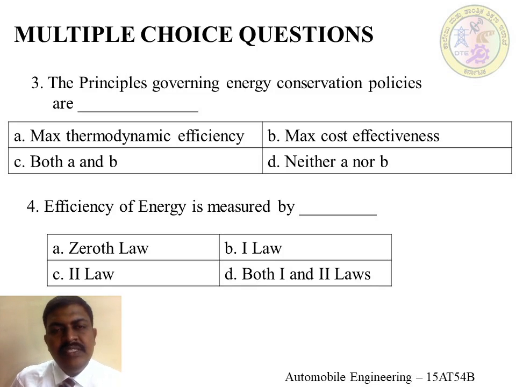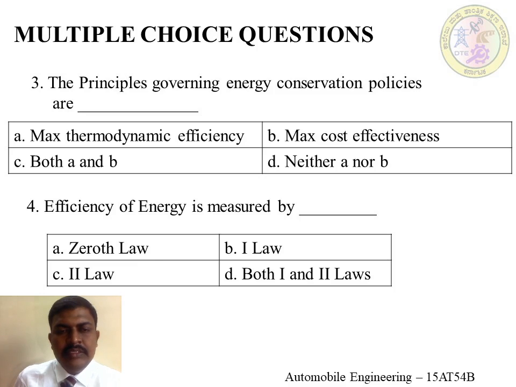Third question, the principles governing energy conservation policies are: first one maximum thermodynamic efficiency, second one maximum cost effectiveness, third one both A and B, and D neither A nor B. The basis for the energy conservation policies is, yes, option C, which is governed by what? Maximum thermodynamic efficiency as well as maximum cost effectiveness. So the right answer is option C.